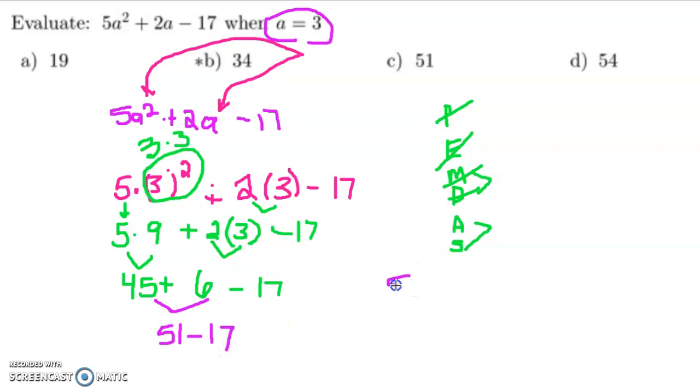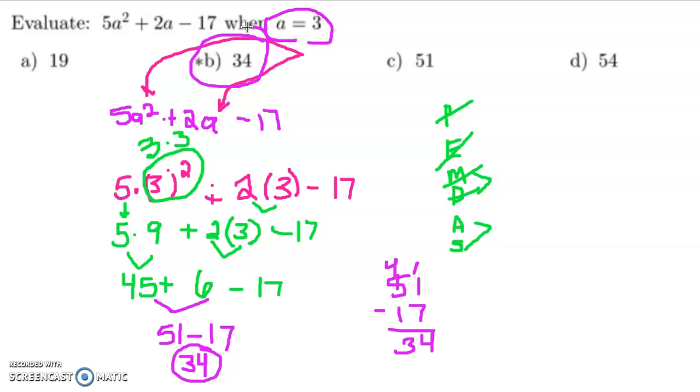And if you need to do some long subtraction over here and show your work, you can. But you can also use a calculator if you feel like you need to. I have 11 minus 7, which is 4, and 4 minus 1, which is 3. I have more positives than negatives, so my answer is a positive 34. And notice up here, that's what they have circled, B, positive 34. Good luck.